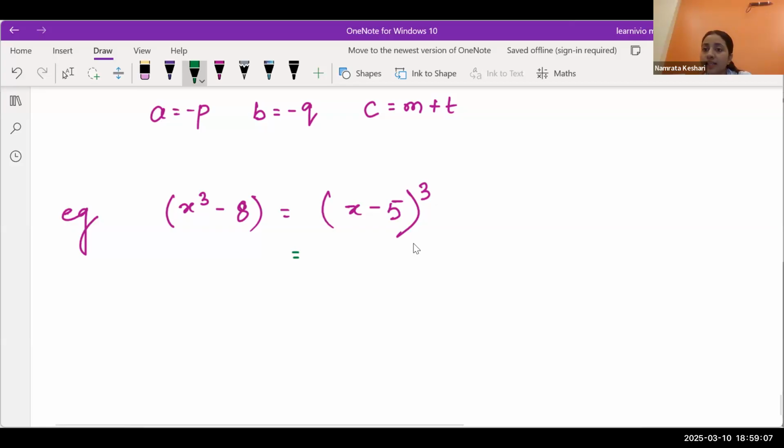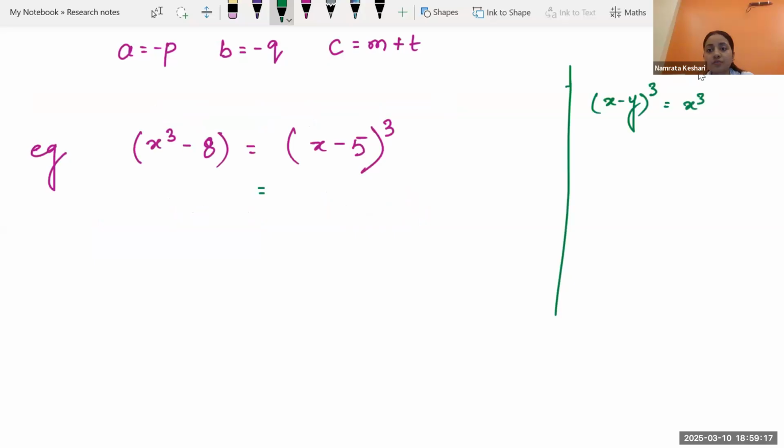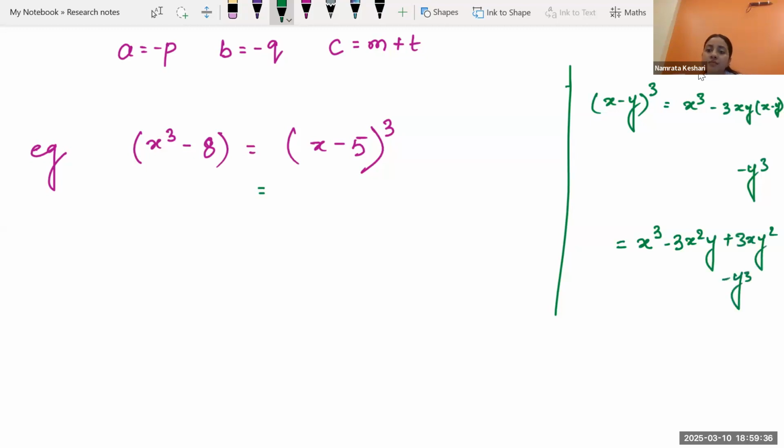Can you recall the class 9 formula, that x minus y whole cube? Yes, ma'am. The formula was x cube minus y cube minus 3xy in bracket x minus y. Right, Ryan? Yes, ma'am. It can be written as x cube minus 3x square y plus 3xy square minus y cube. Right, Ryan? Yes, ma'am. Okay, so we can break the other side by using this formula.